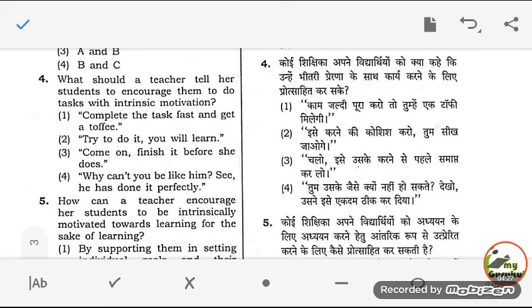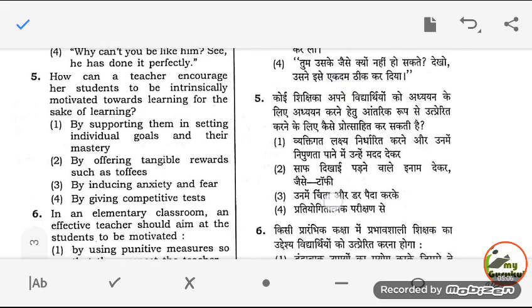What should a teacher tell her student to encourage them to do tasks with intrinsic motivation? So here intrinsic motivation refers to behavior that is driven by internal rewards. In other words, the motivation to engage in a behavior arises from within the individual because it is intrinsically rewarding. Therefore, the correct answer is: try to do it, you will learn. So that is in option number 2.